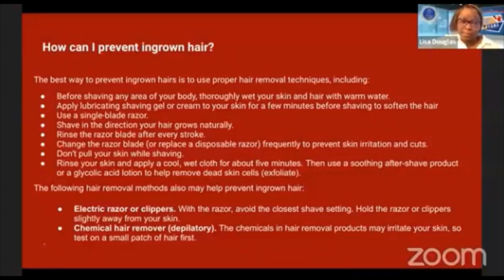That's to exfoliate. The following hair removal methods also may help prevent ingrown hair. Electric razors or clippers: with the razor, avoid the closest shaving setting. Hold the razor or clippers slightly away from your skin. Chemical hair remover: the chemicals in hair removal products may irritate your skin, so test a small patch of hair first. And that's with anything that you use on your skin. You want to make sure you test a small patch first, including face creams.